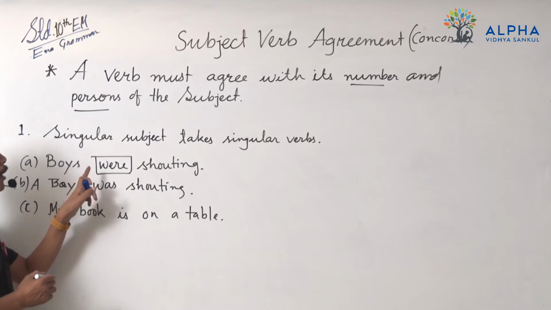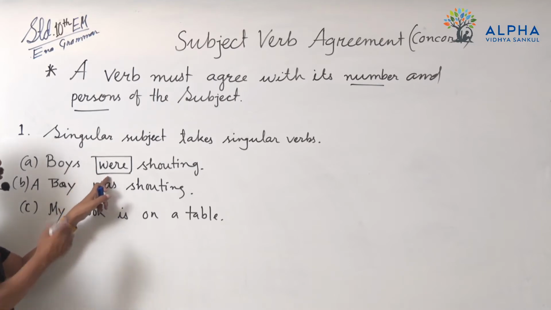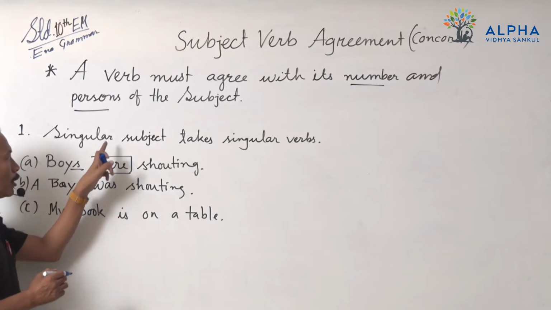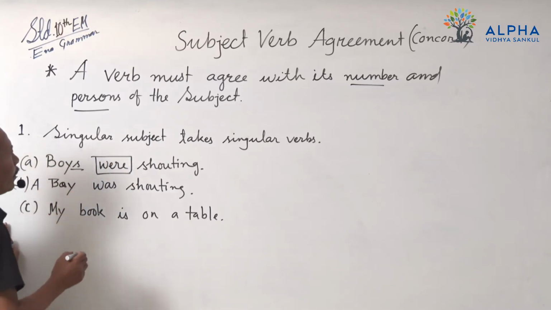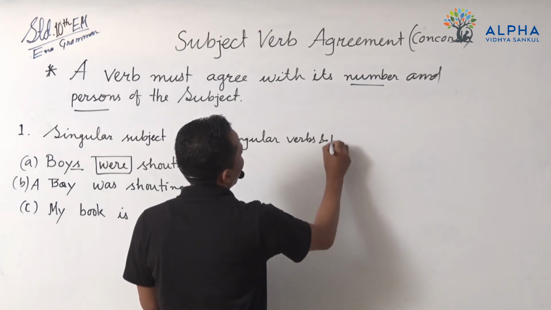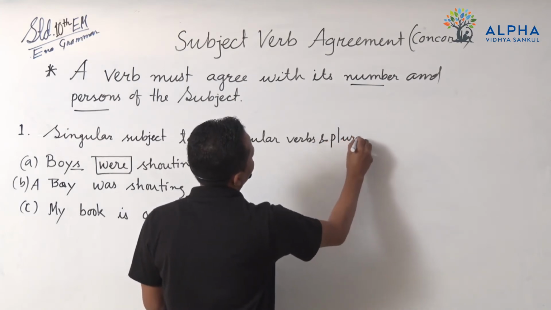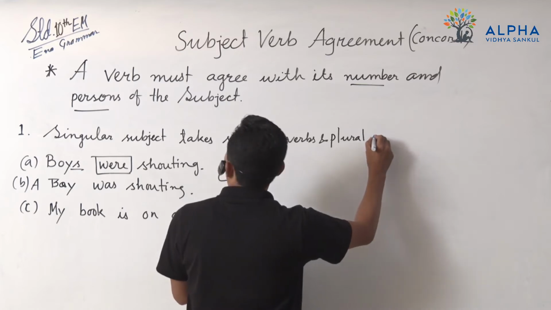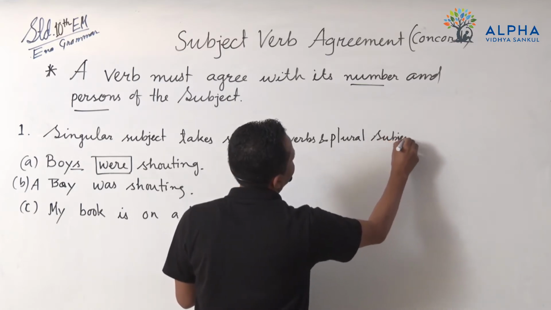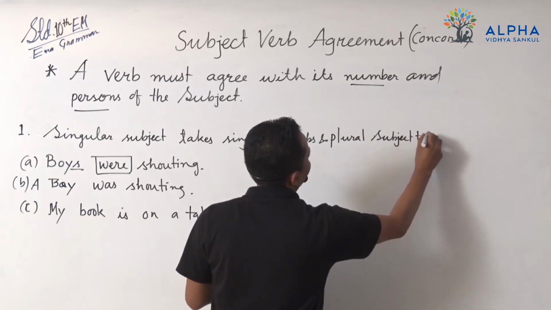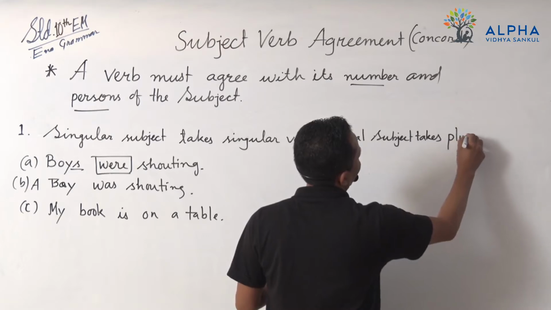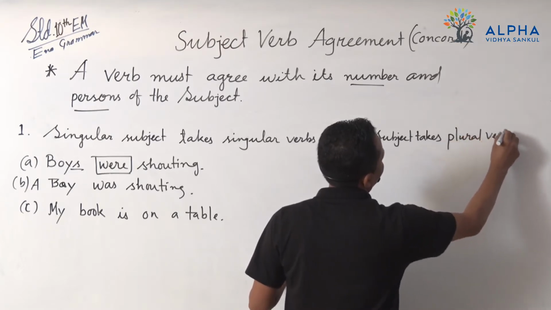So where is for the, this is for what? Plural. Why this plural? And was is for the singular. Plural subjects take plural verbs.